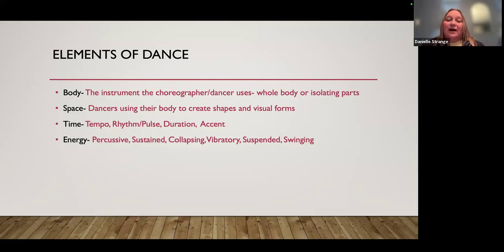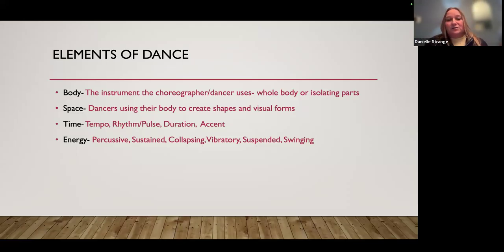Okay. Vibratory is a shaking or trembling movement. They love to do that because they think it's fun, and hip hop usually has a lot of vibratory movement. Suspended movement is any kind of jump or a lift. I would maybe stay away from lifts if you're just starting dance in your physical education classes, but any kind of jump would be a suspended movement. And then swinging, I compare it to swinging a baseball bat. Swinging your arm, swinging your leg, that can be swinging.